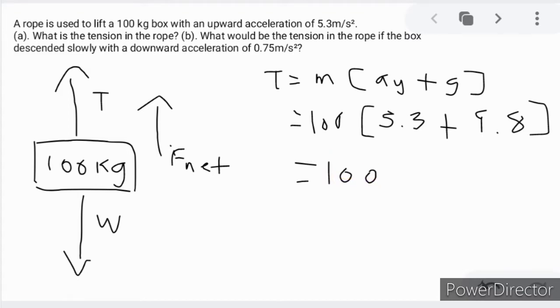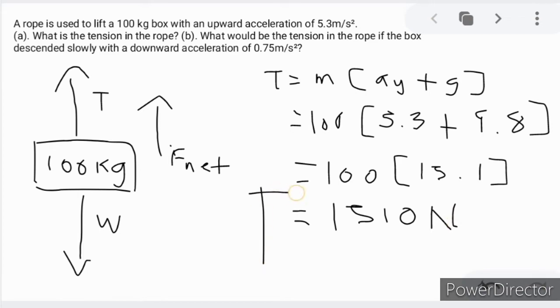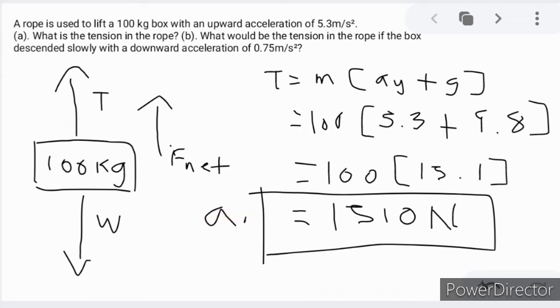Now let's proceed to the further solution. 100 times 5.3 plus 9.8 is equal to 15.1. Then we get 100 times 15.1, which is 1510 Newtons. And that is the value of tension for letter A. Okay, that is our answer for letter A.